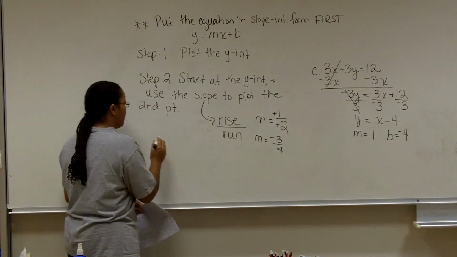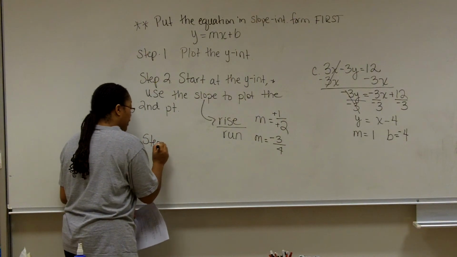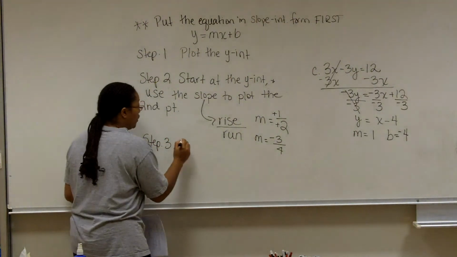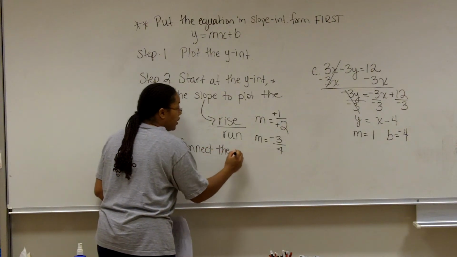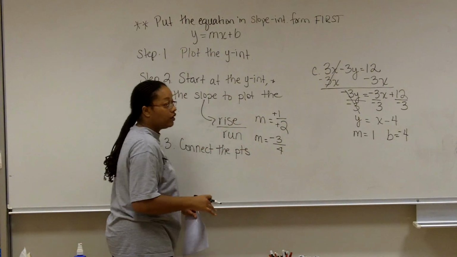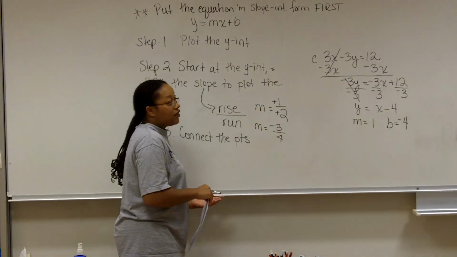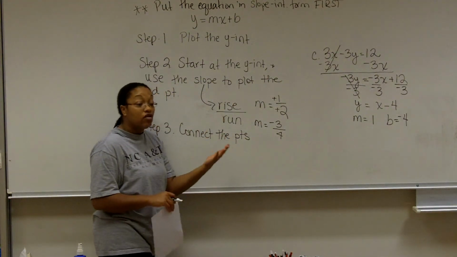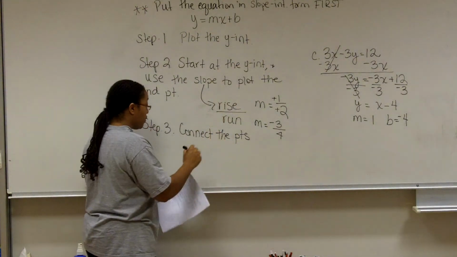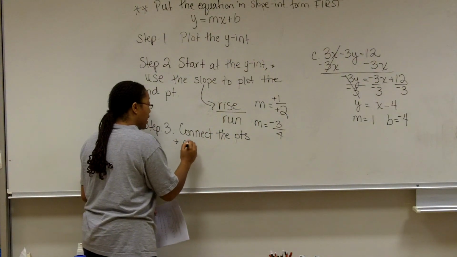So once you get your second point, step 3 is simple. You connect your points and you've got your line. Use a straight edge. Eyeball it, try to make it look like a linear graph, because a linear graph is straight. Connect the points and graph your line. You've got it.